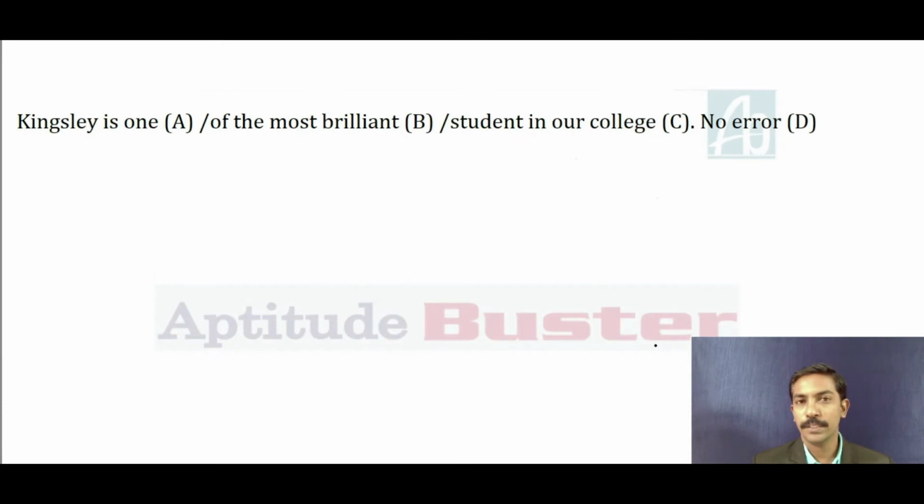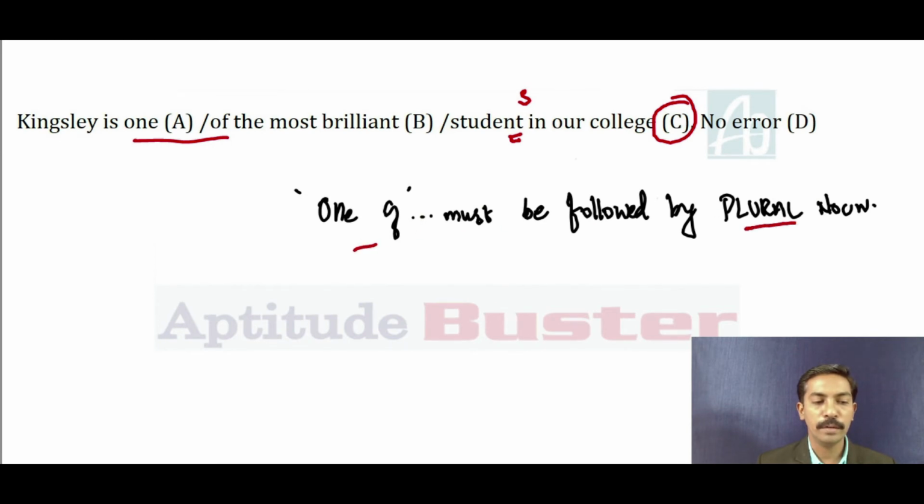Let's try to solve a few questions to understand the logic better. Look at this sentence. Kingsley is one of the most brilliant student in our college. As and when you complete reading the sentence, you understand this involves a comparison. One of the most brilliant, that is the clue. Immediately look for the corresponding noun. It has to be in plural. So within no time, we have identified the error. The error lies in segment C. The correction is students. One of the must be followed by a plural noun.